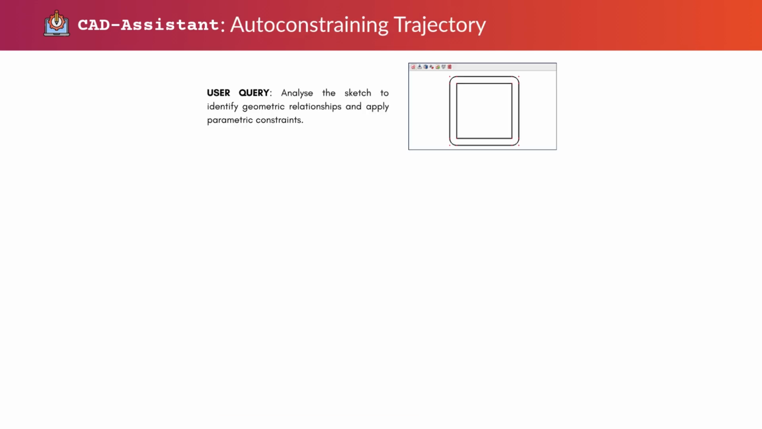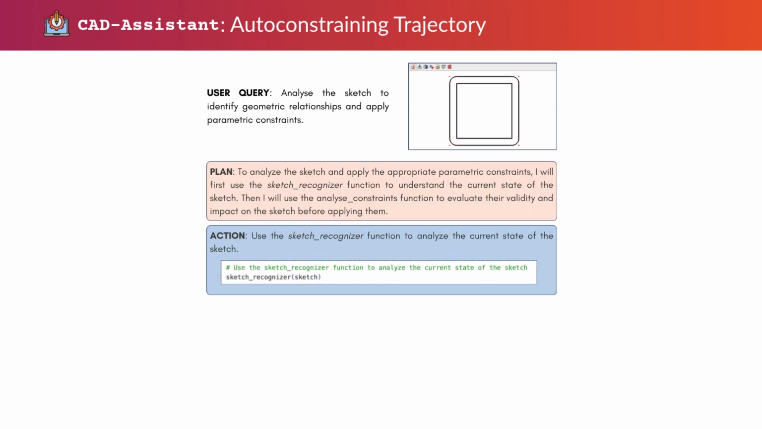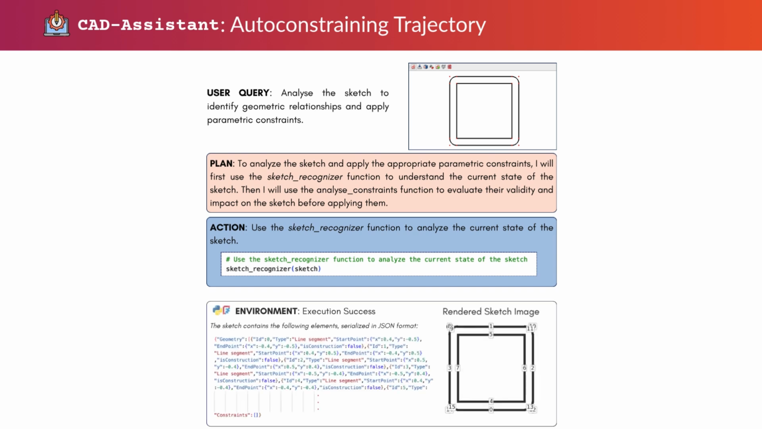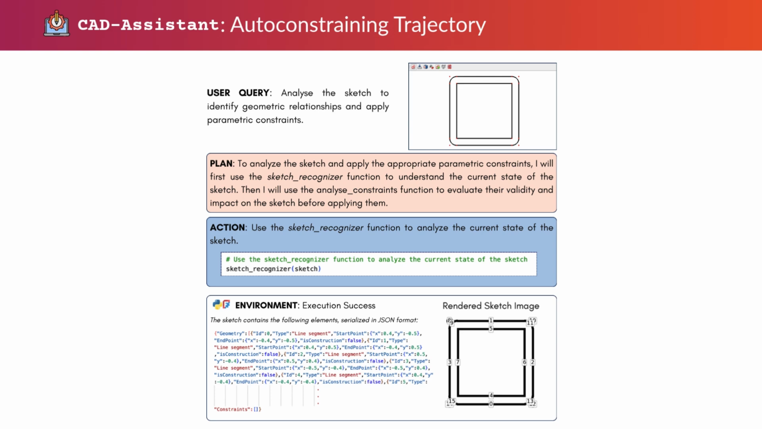Let's look at the trajectory generated by CAD-Assistant for an auto-constraining request. To begin, the planner uses the CAD sketch recognizer tool to analyze the current state of the sketch. The tool call is executed on the FreeCAD-equipped Python environment and returns both a summary of geometries in JSON format and a visual rendering of the CAD sketch.